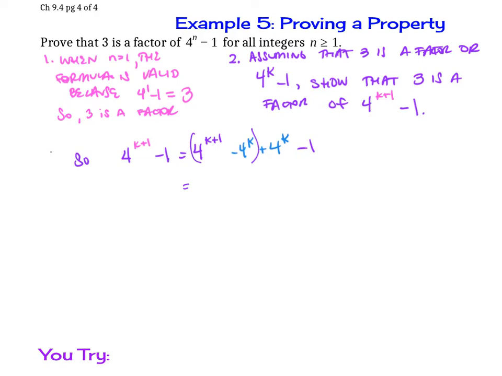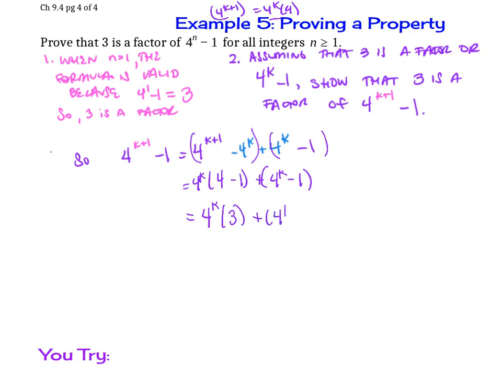Now, I want to factor out a 4^k. So remember, 4^(k+1) is 4^k times 4. So when I take out a 4^k from here, this is just going to be a 4, and negative 4^k, that's a minus 1. Then I'm left with this 4^k minus 1 here. Now simplifying, this is 4^k times 3 plus this 4^k minus 1. So notice here that 3 is a factor.